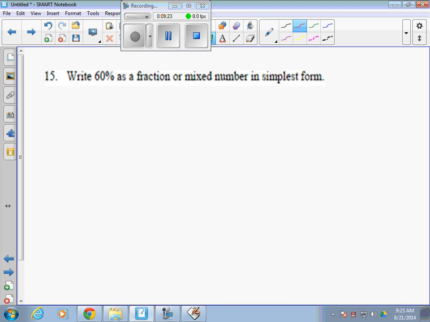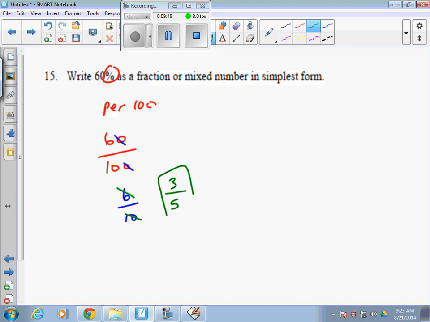Write 60% as a fraction or mixed number in simplest form. Again, 60% means per 100. So 60 per 100 looks like that. You can cancel out a 0 right off the bat, so you're left with the fraction 6/10, and you could say, what number does 2 go into both of them? It goes into 6 3 times, and into 10 5 times. As a fraction in simplest form, 3/5.